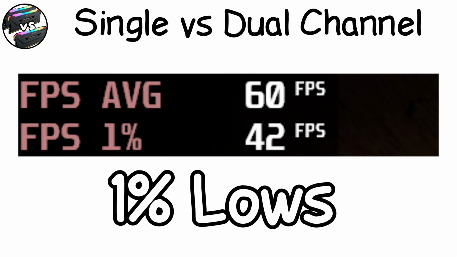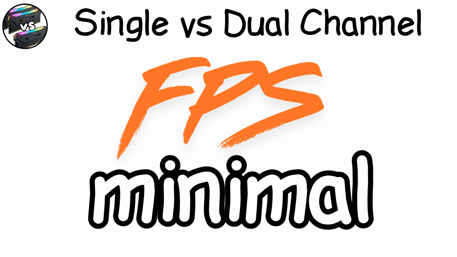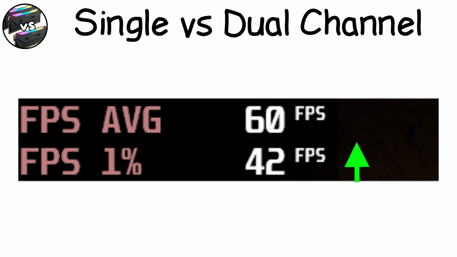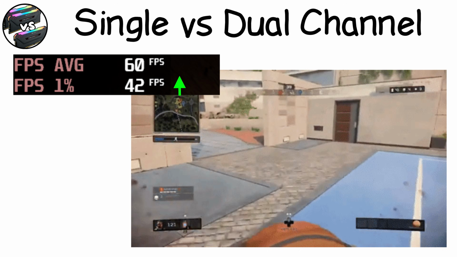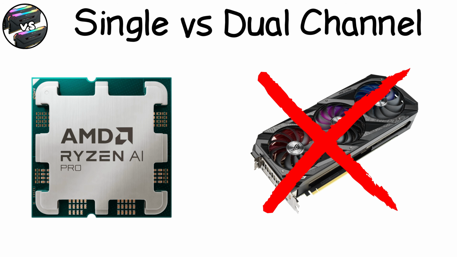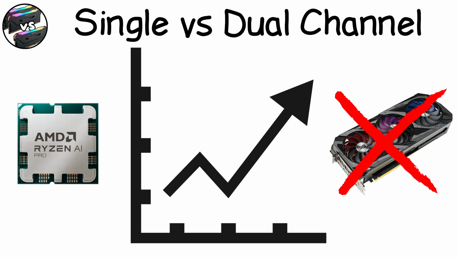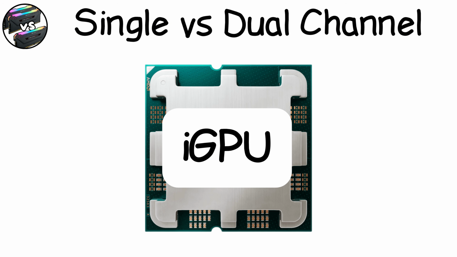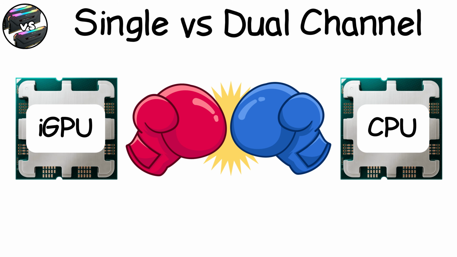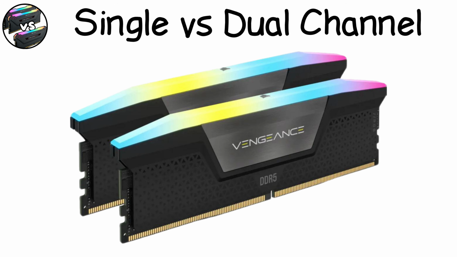The biggest benefit shows up in what's called 1% lows, which are the minimum frame rates during gameplay. Higher 1% lows mean less stuttering and a smoother experience. Systems with integrated graphics see massive improvements from dual channel because the integrated GPU is fighting for the same memory bandwidth as the CPU. Always use two sticks when possible.